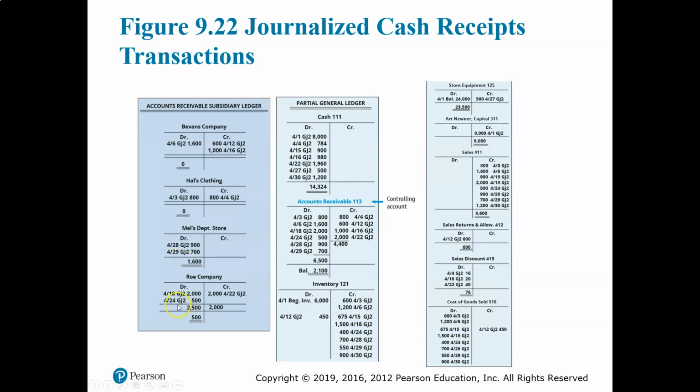So if you take $1,600 plus $500, and if you just wanted a listing of your accounts receivable subsidiary ledger, you list Mel's Department Store $1,600, Roe Company $500. You could list the other two, but they're now 0, so you could have them listed at 0 or not. But if you add this, 1,600 plus 500 is 2,100, which agrees to the balance in your accounts receivable account. So this is just the detail of your controlling accounts receivable account. They should always equal.